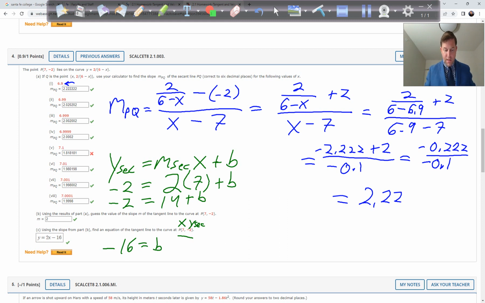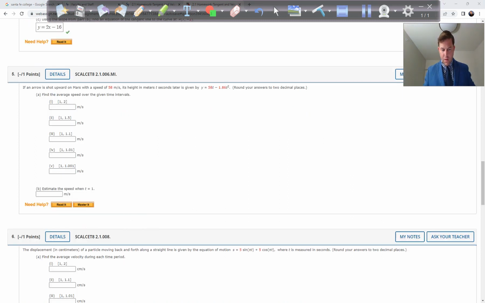Slope intercept form of a line. You know the slope is 2, and they give you 1 point, an x and a y. Replace those, you can solve for b. Okay, so that would be problem 4. Okay, 5 is really no different.